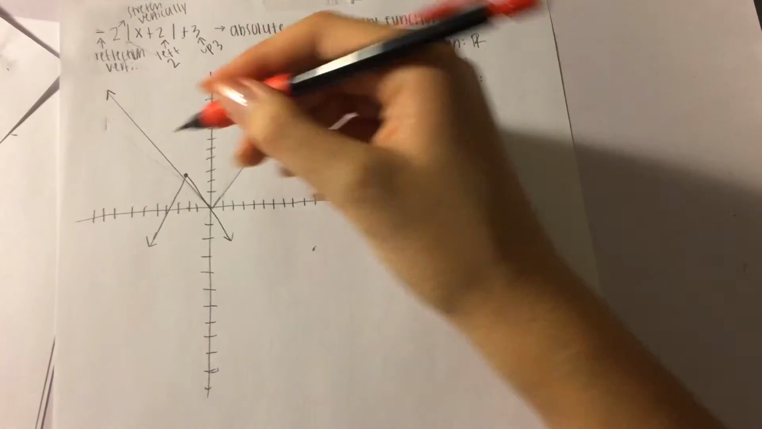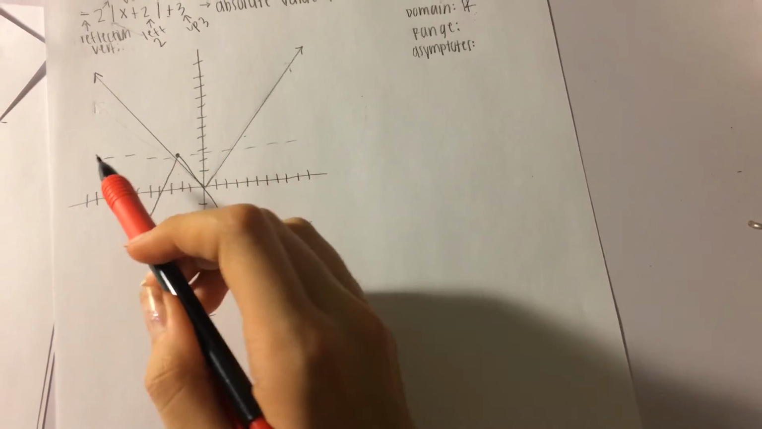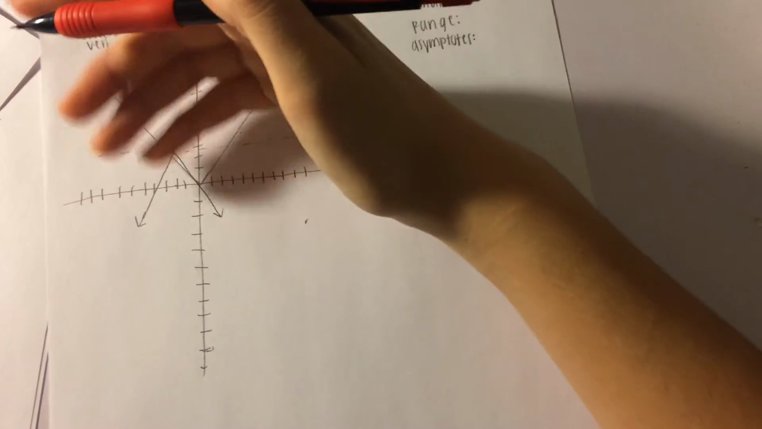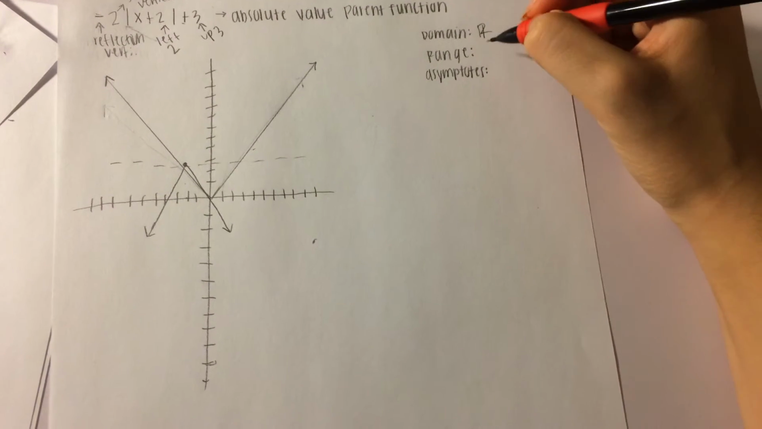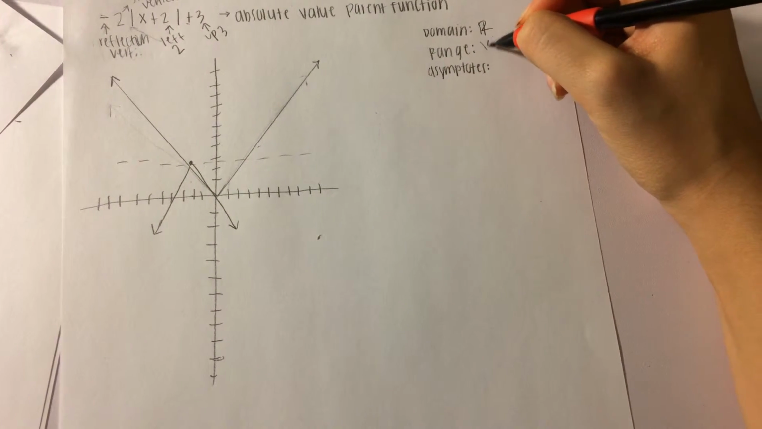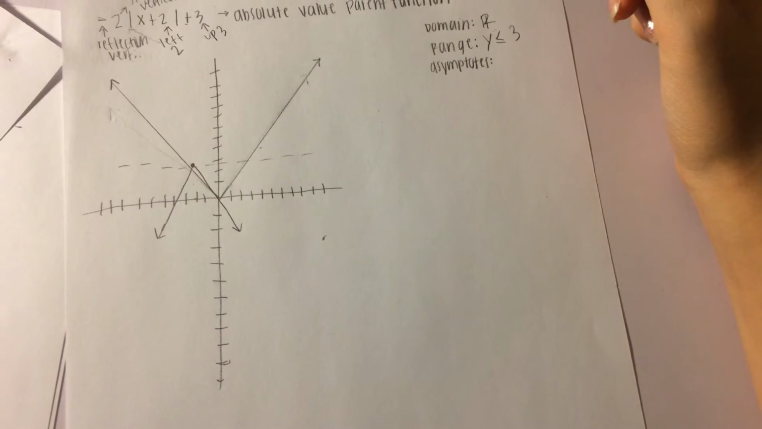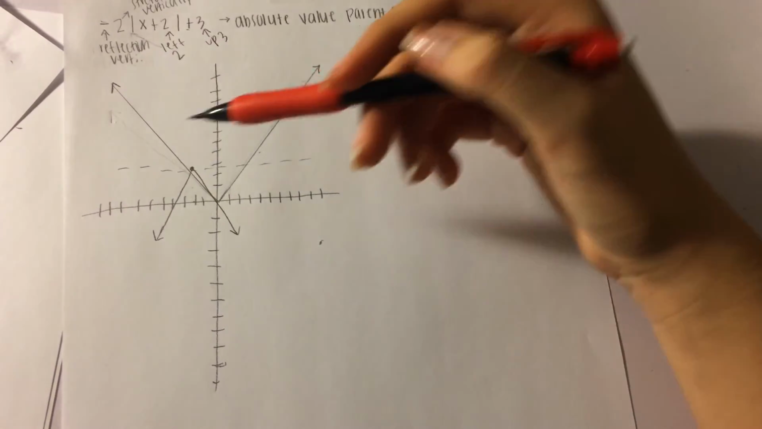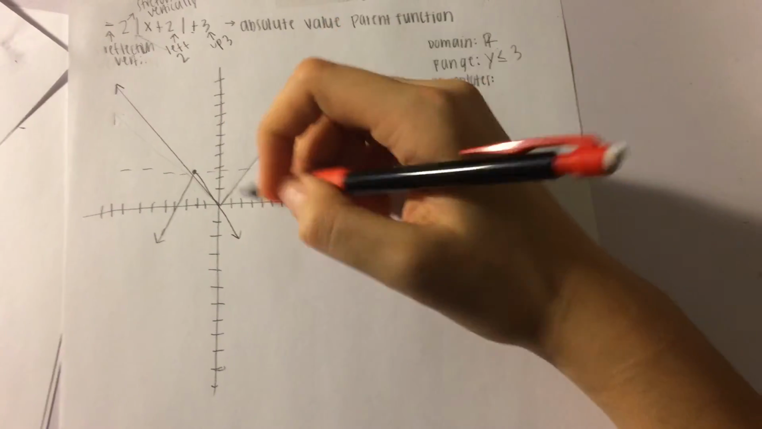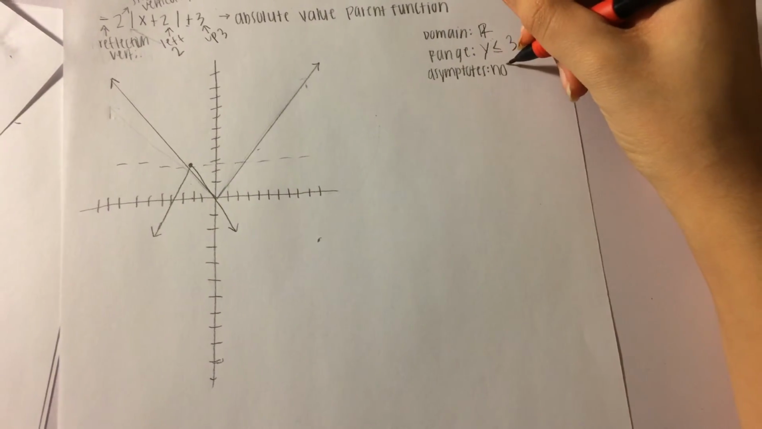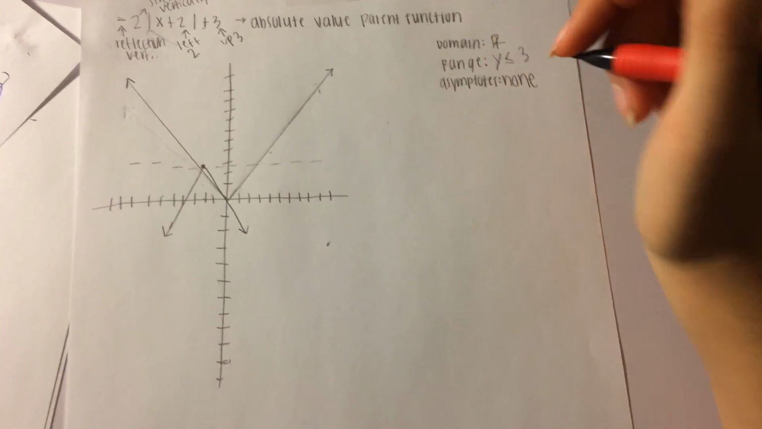For range, I know that this is going to be my range because this part of the graph does not exist anymore. So it's going from here to here. So I know my range is going to have to be y less than or equal to 3. And now for my asymptotes, an asymptote is the line it gets close to but never touches, but we don't have that kind of function here, so that means there are no asymptotes. And that is how you do an absolute value function and describe its characteristics.